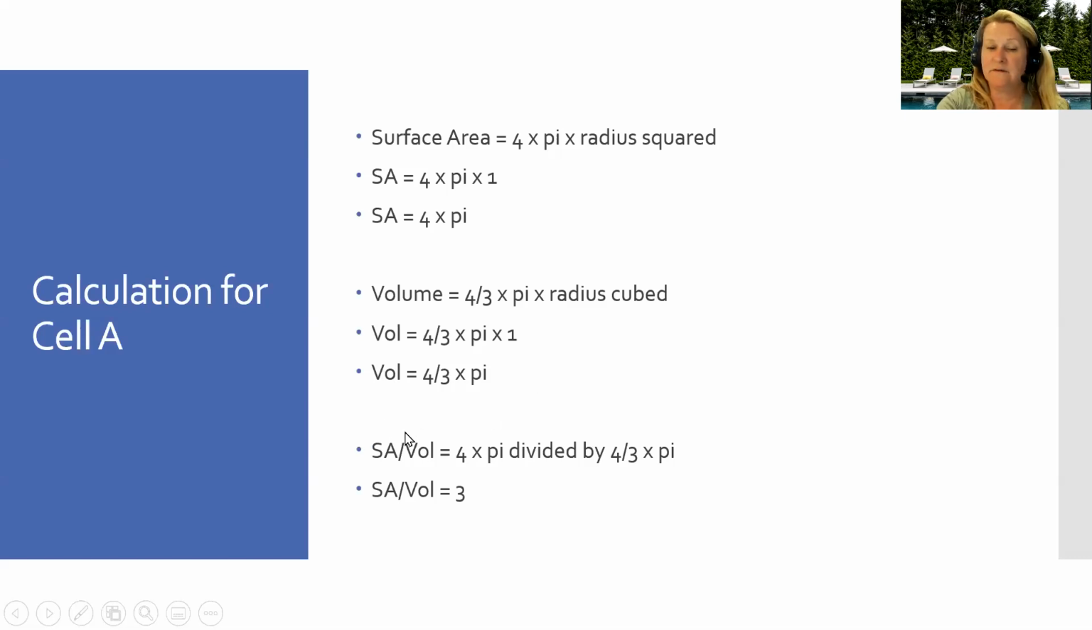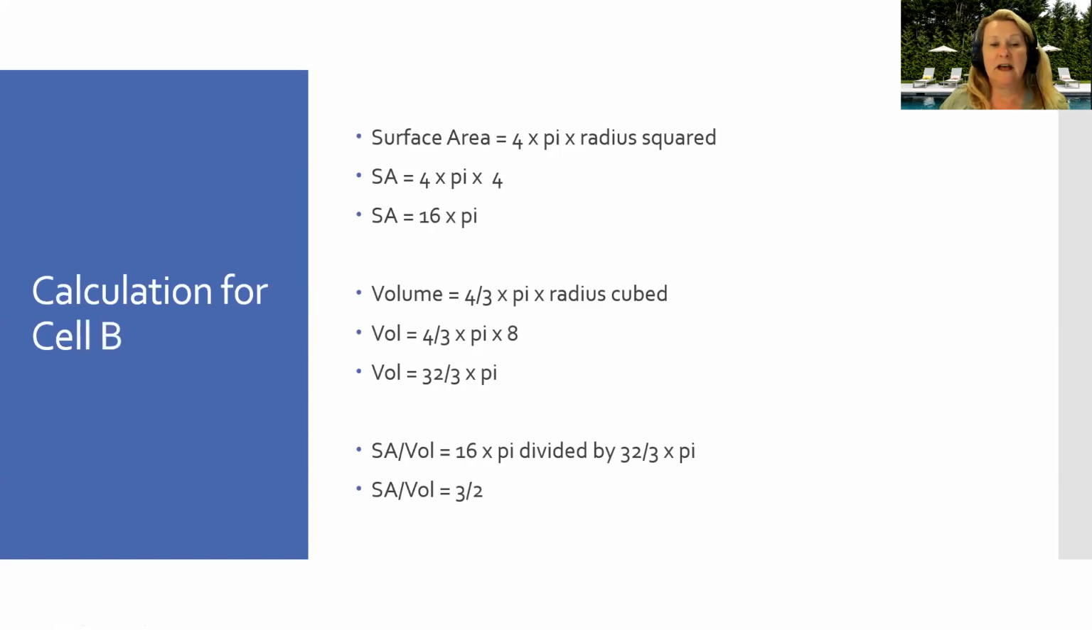Now to find the surface area to volume ratio, you just divide the surface area, which is 4 times pi, by the volume, which is 4/3 pi. And if you perform that calculation, the 4's cancel, the pi's cancel, and your answer is 3. So basically, there is 3 times as much surface area as there is volume. All right? That's if the radius of the cell is just 1 unit.